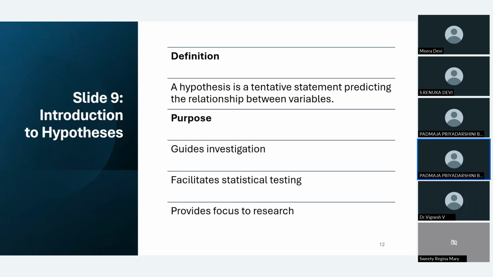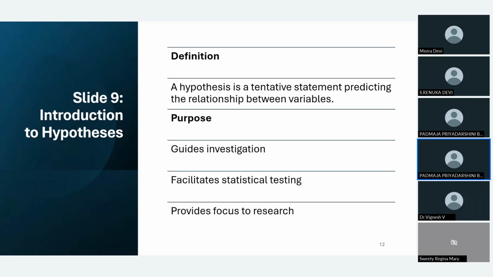So a hypothesis is a tentative statement predicting the relationship between two variables. Usually we will have either independent and dependent variable, or we have only independent variable. So it will explain us. A hypothesis is always a proposition. It's always an assumption. When we start the research, we don't know, so we have some assumption.